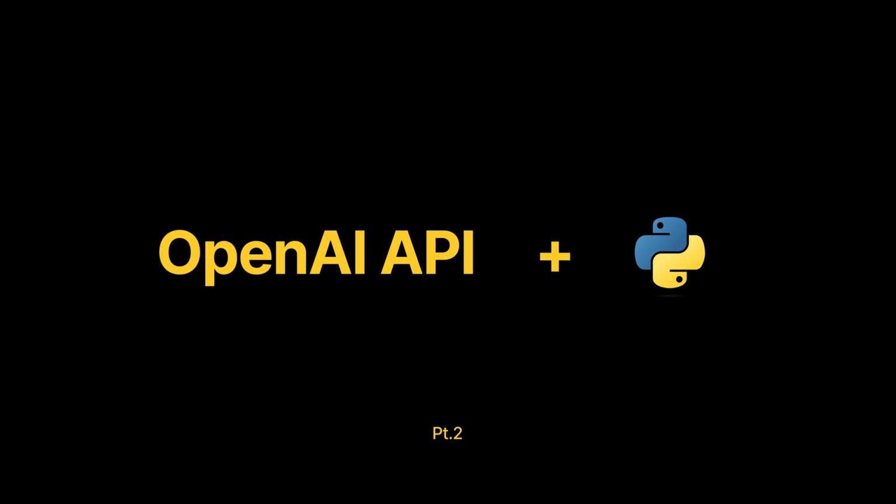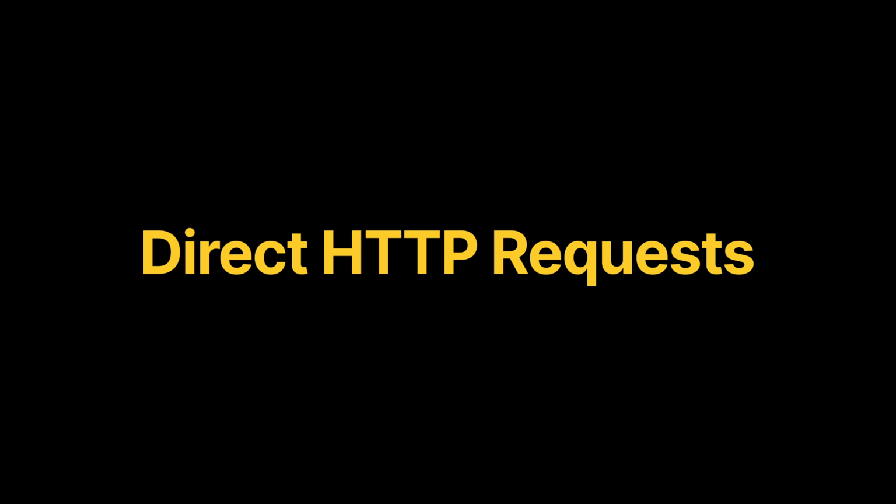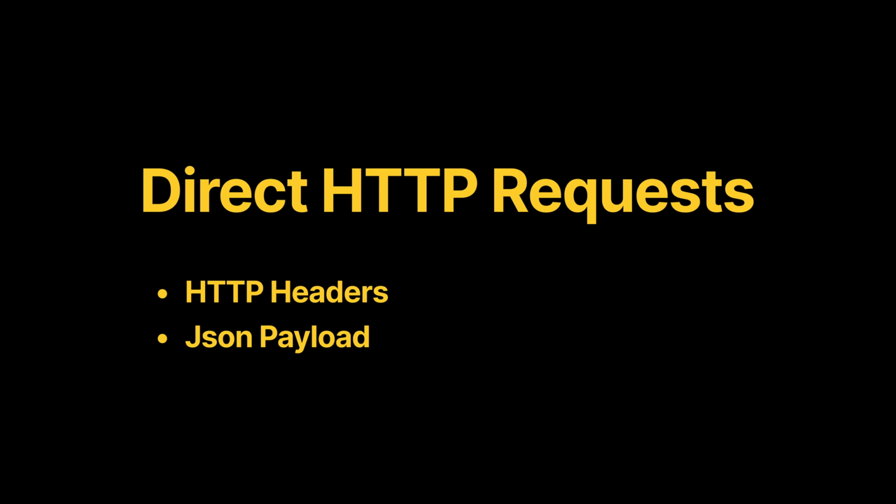Welcome to part 2 of the OpenAI API with Python. In this video, we're going to look at a second way of accessing the OpenAI API, which is sending direct HTTP requests. This method requires the developer to manually construct the HTTP headers and the JSON payload for each request. I know, it sounds very complicated, but why would you want to use this method, you might ask?